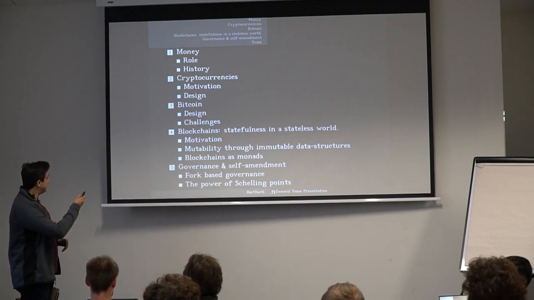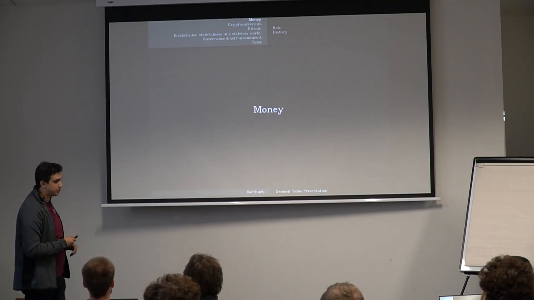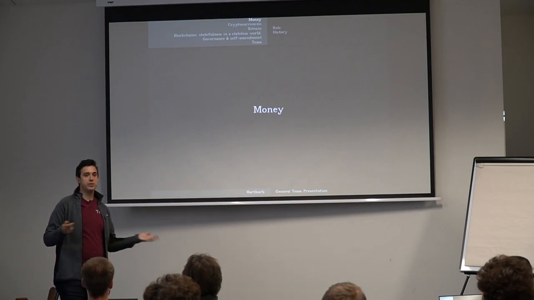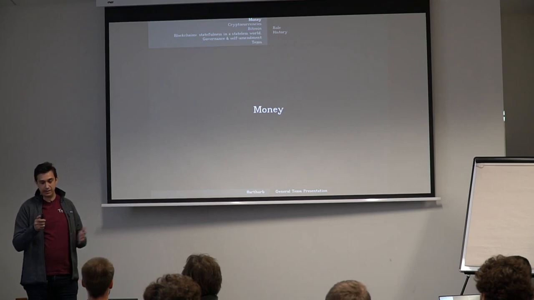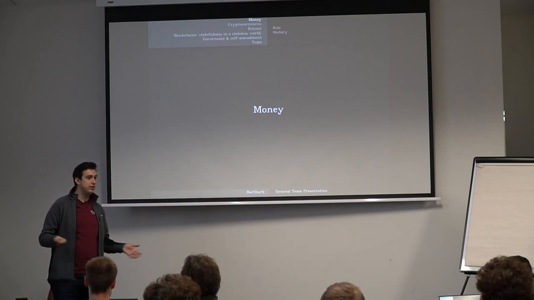That's just a table of content that doesn't fit in the Beamer slide. All right, so I'm going to start with money, because these things are cryptocurrencies. Cryptocurrencies try to be money, and I'm going to give you a quick historical and theoretical perspective on money.